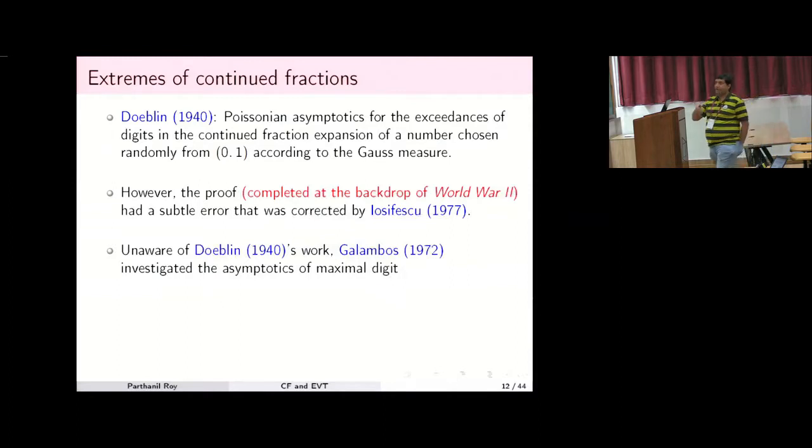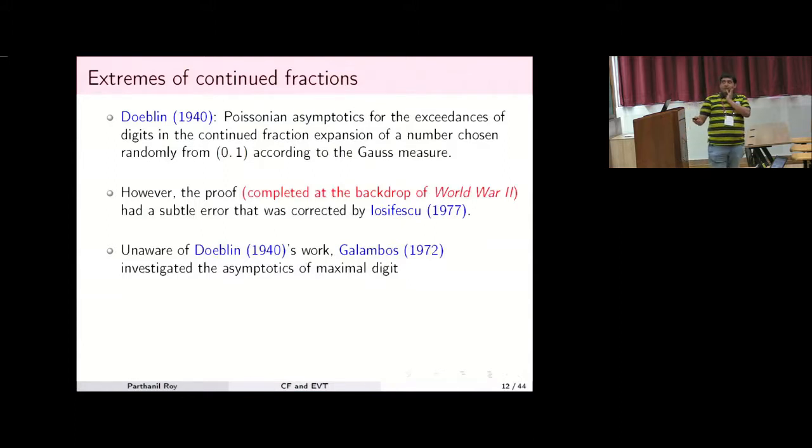See, again, I'll tell you what it means. It means roughly, if you choose an omega at random from (0, 1) according to the Gauss measure, then with probability 1 it is irrational, because this measure is equivalent to Lebesgue measure. Now, it has an infinite regular continued fraction expansion. Look at the first n digits and look at their maximum. How does it grow? This is the question that Galambos answered.